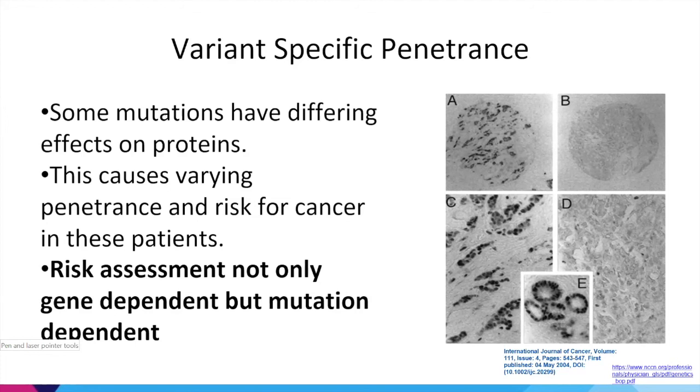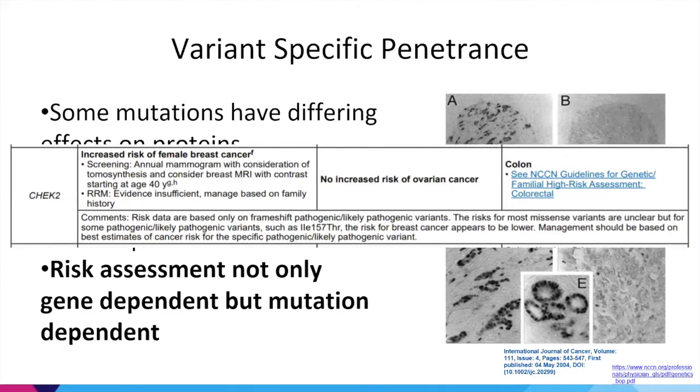In C, there is protein expressed, and that's because that's a different change that causes a change to the amino acids, but it's not being degraded. We think that the protein is probably less functional than the wild type protein, and that's why there's an increased risk for cancer, but the risk for cancer is not the same between the two variants. And so risk assessment really does not only depend on the gene, but also the mutation. And we see that guidelines follow this.